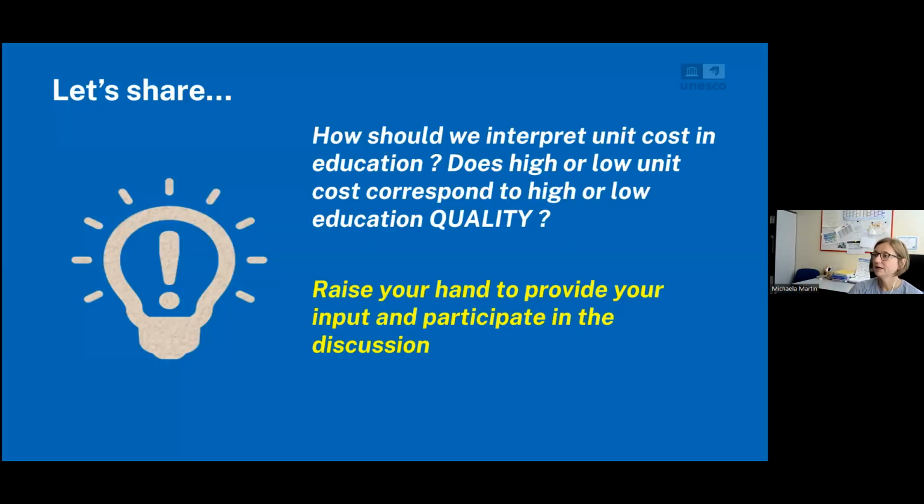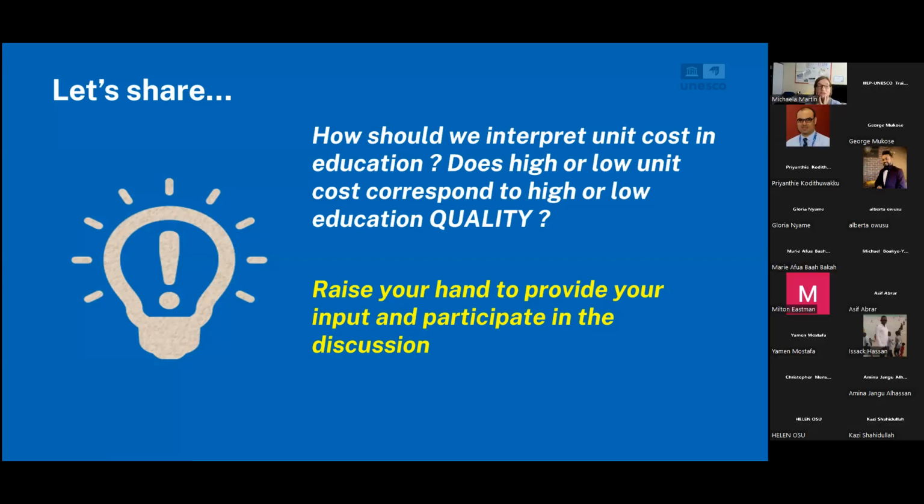Okay, so here comes another question for debate: the interpretation of unit cost. How do we interpret a high unit cost in, say, primary education? Does it correspond to high quality as well? Do you think it corresponds to high quality? Okay, George has his hand raised. Yes, George, please.